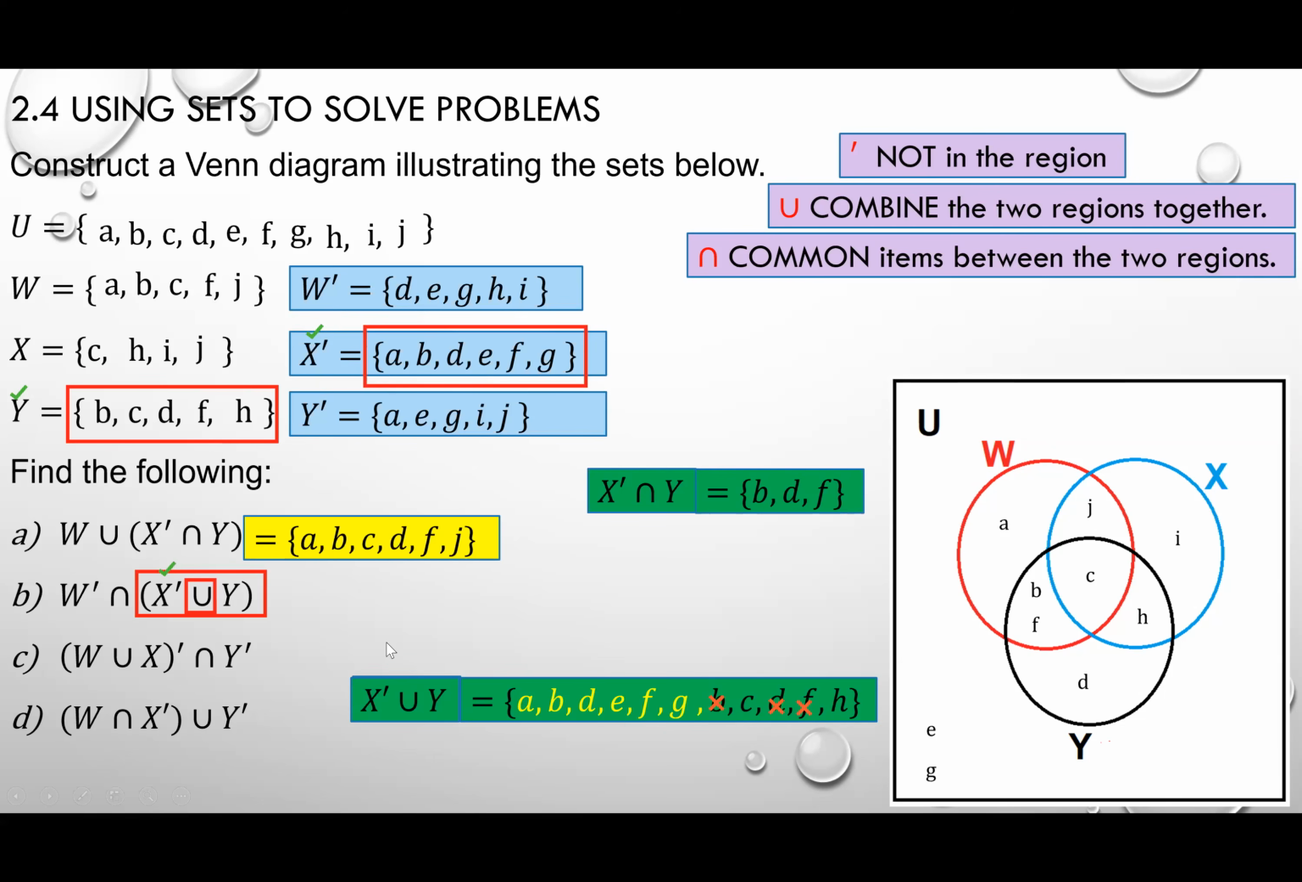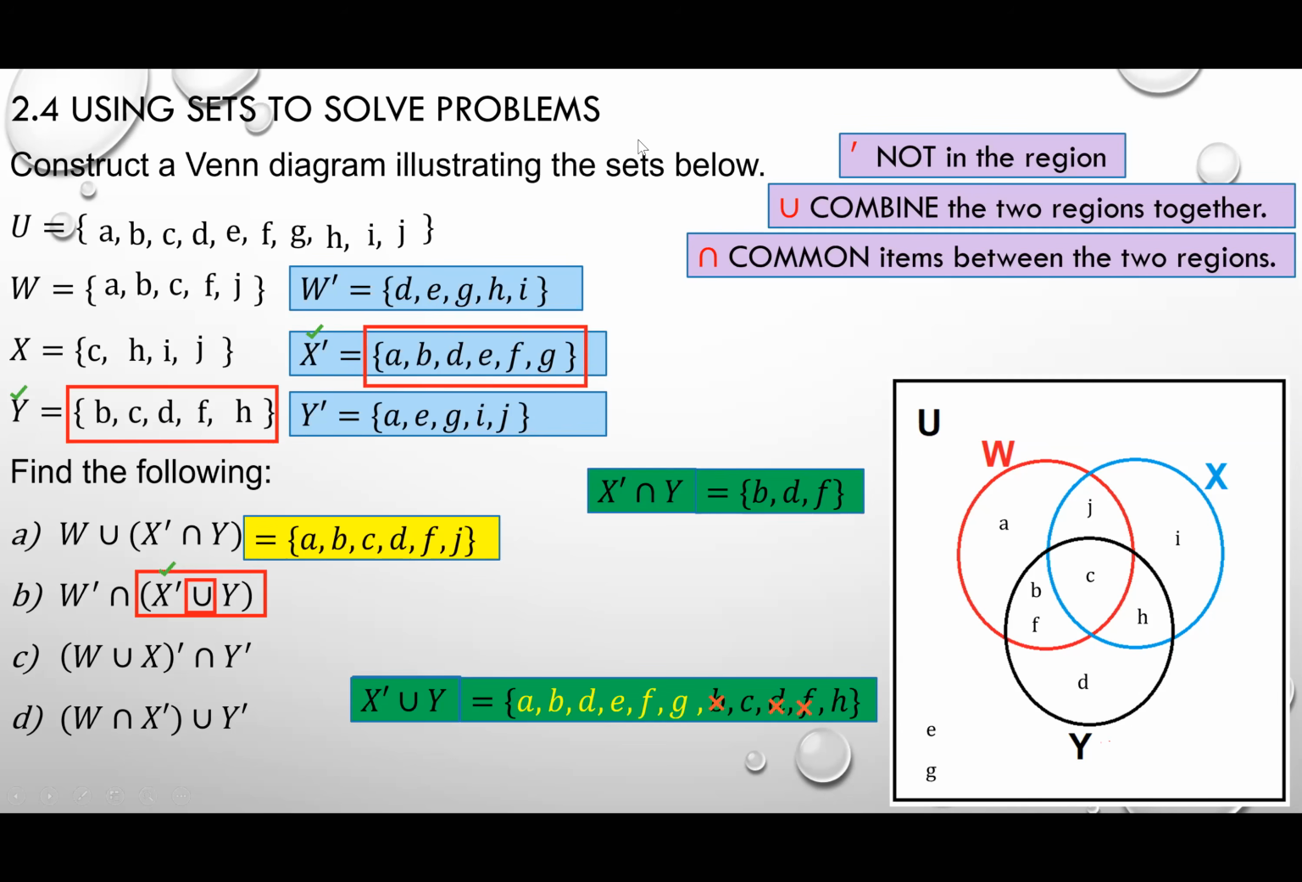So looking at this here, everybody see that the union tells me to take the first region, which I put in yellow, and combine it with my second region, which I put in black. And that's what the union tells me to do: unite the two items together. And we're done with the union.